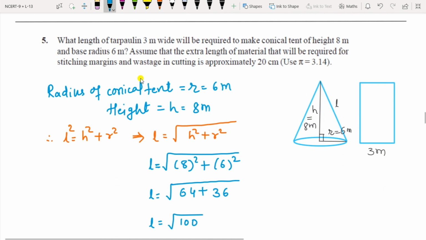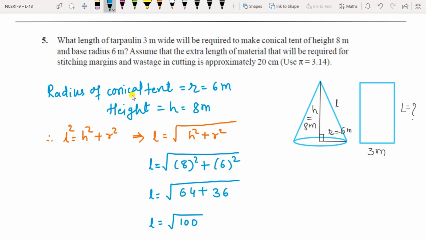Fifth question here is, you have to find the length of a tarpaulin 3 meter wide. You have to find its length here. That is, width is 3 meter here. It is required to make a conical tent of height 8 meter and base radius 6 meter. Assume that the extra length of the material required for stitching margins and wastage in cutting is approximately 20 centimeter, and the value of pi should be 3.14.